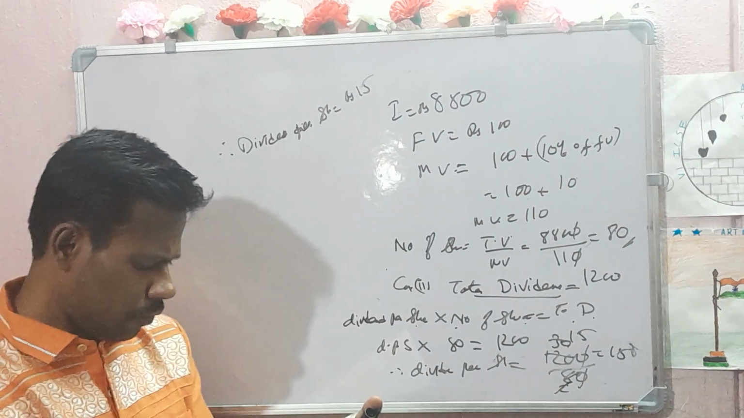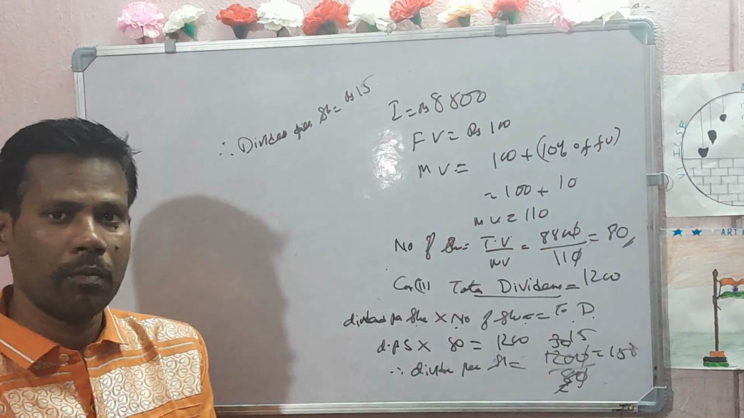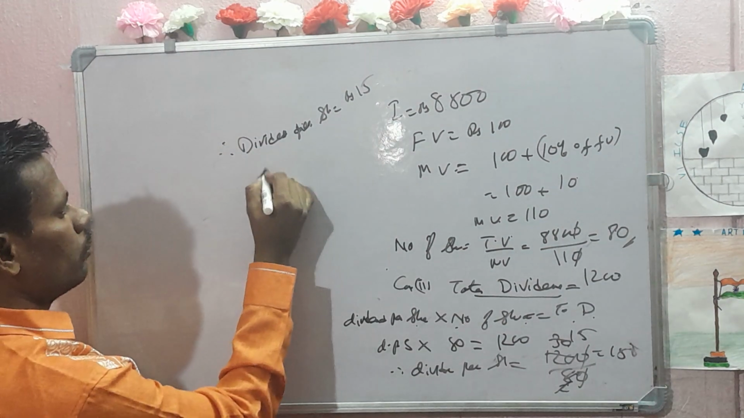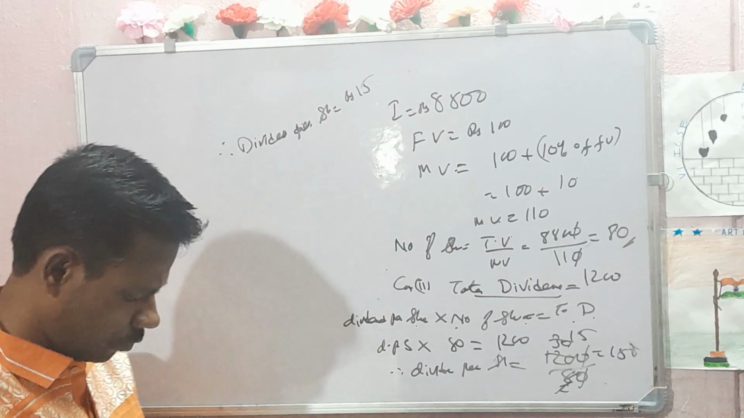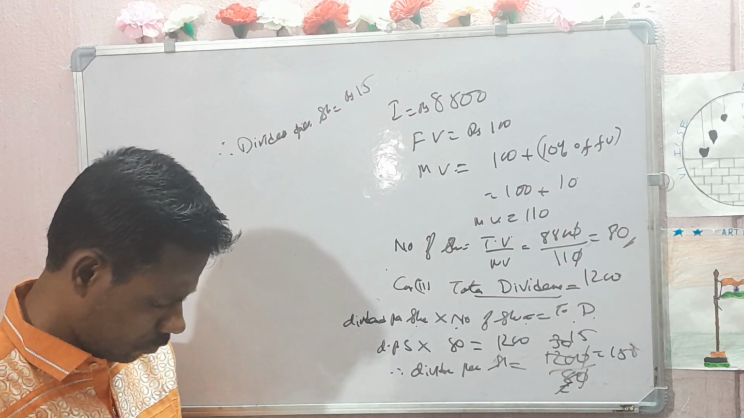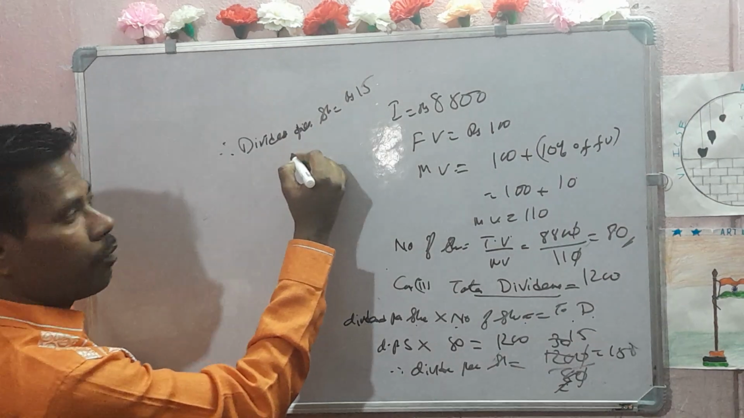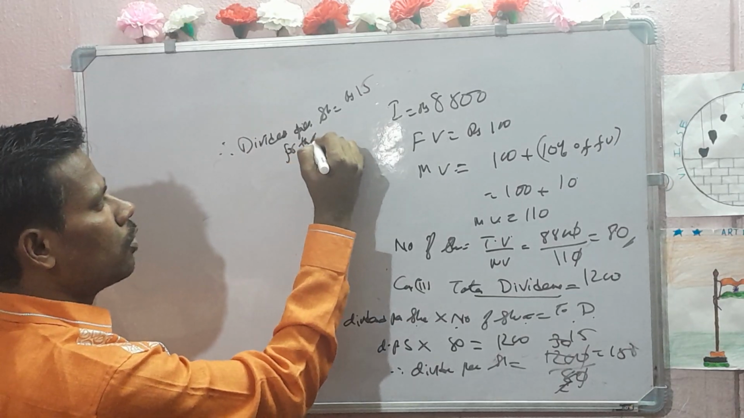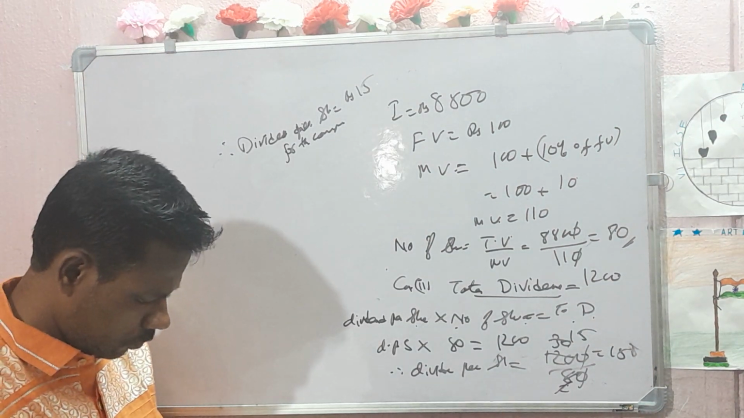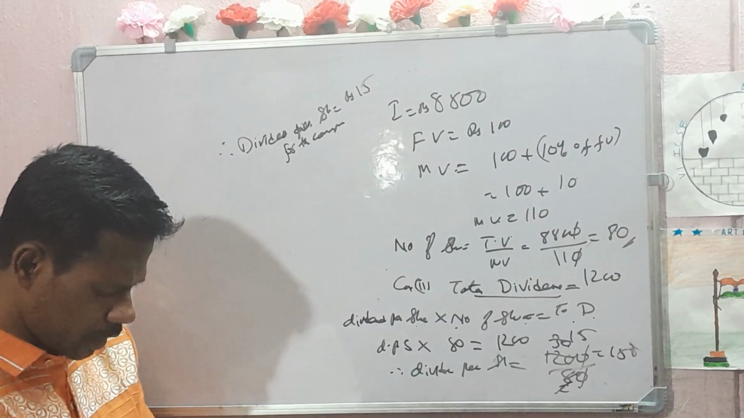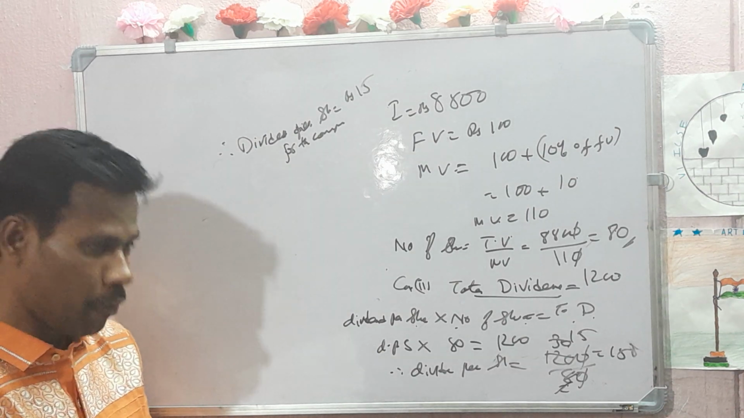Right? But he is not asking dividend per share. He is asking dividend percentage. Dividend percentage is nothing but the dividend percentage for the company. Please make a note of it. He is asking dividend percentage per share, that is directly for the company.